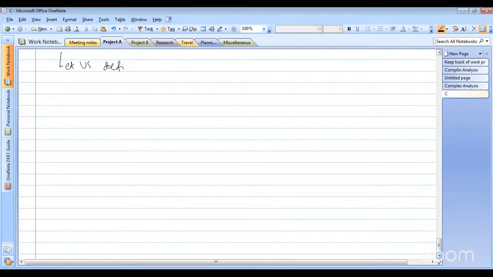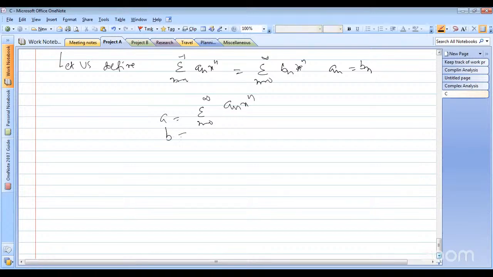Let us define here the summation of n equal to 0 to infinity a_n x^n and the summation of n equal to 0 to infinity b_n x^n. These are equal if a_n is equal to b_n for all n. So a is the summation of a_n x^n, and b is the summation of b_n x^n. Both belong to R[[x]].